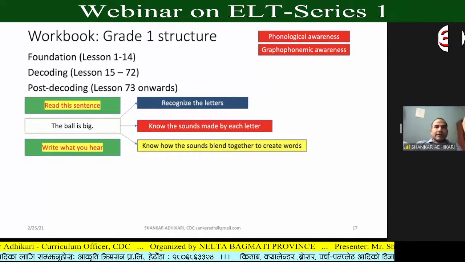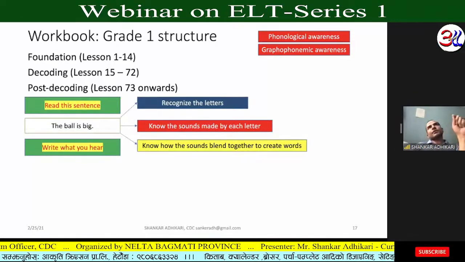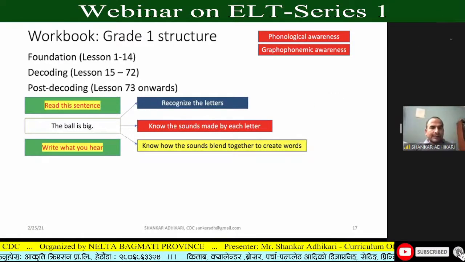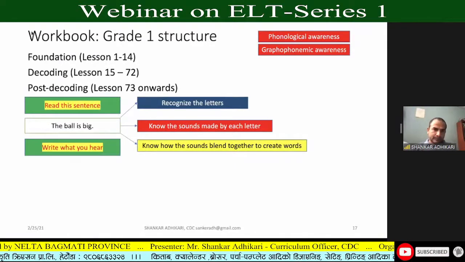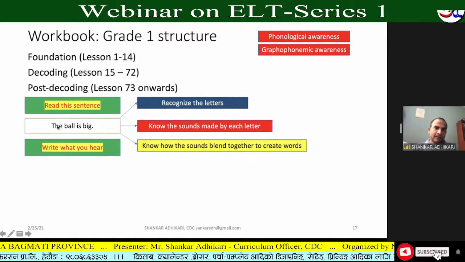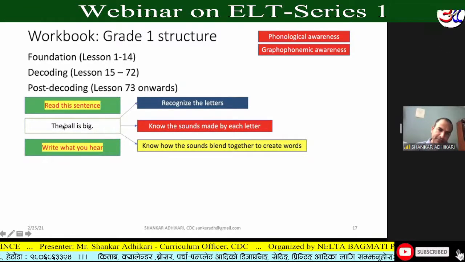If you talk about lessons 15 to 72, that's focused on decoding. Can you please read this sentence? Hello, can you show the pointer? Can you see the pointer?